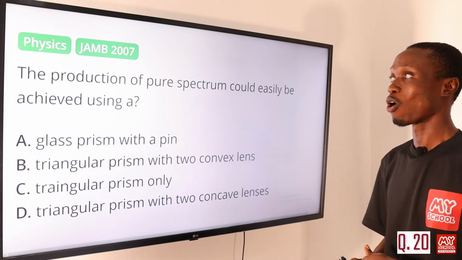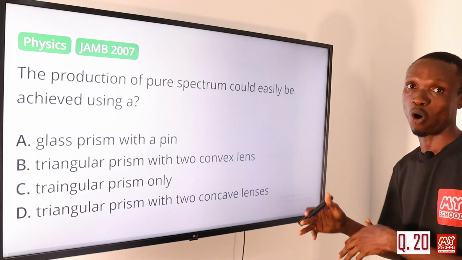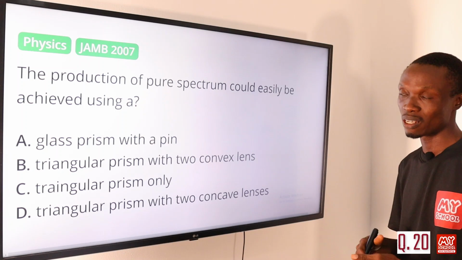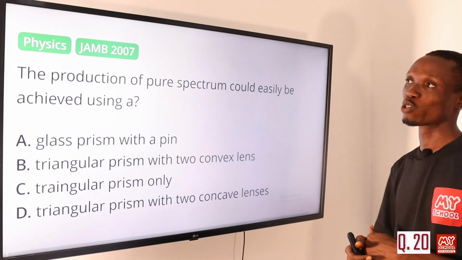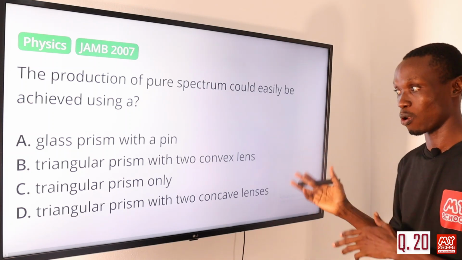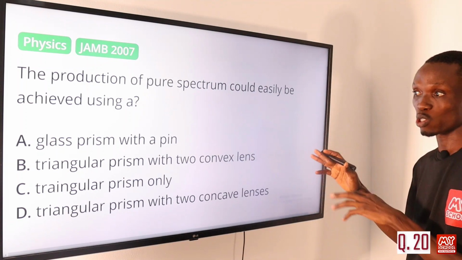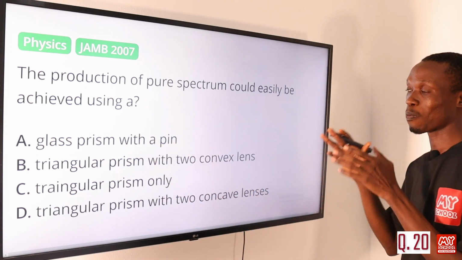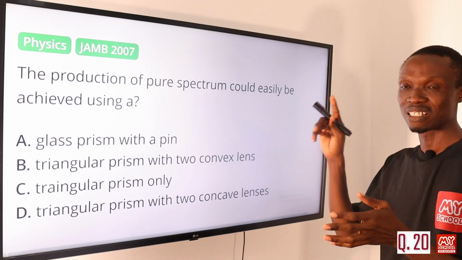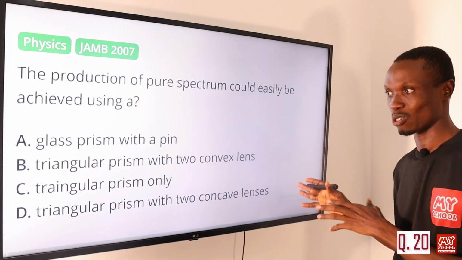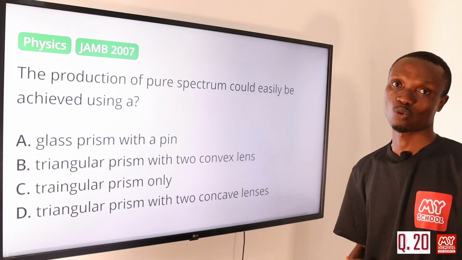To achieve the production of a pure spectrum, we simply need two converging lenses, or convex lenses. We need a triangular prism and a narrow slit. Now, the essence of the narrow slit is to prevent the chances of overlapping of colors. But if you check these options very well, narrow slit is not listed. So the closest one is option B. Why? Because in the production of pure spectrum, we could achieve it by using a triangular prism and two convex lenses or converging lenses. Convex and converging lens are the same, so that makes option B the correct answer to this question.